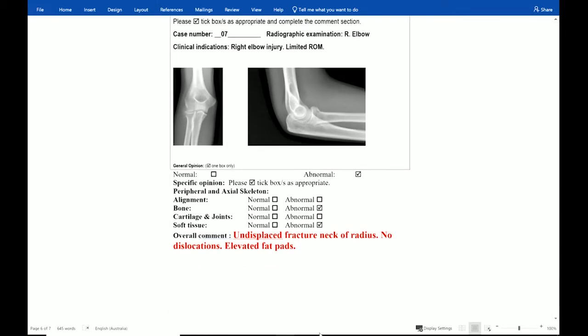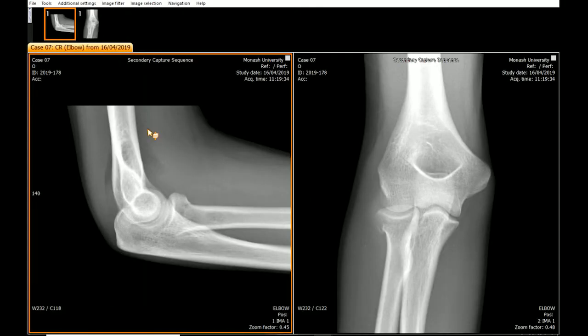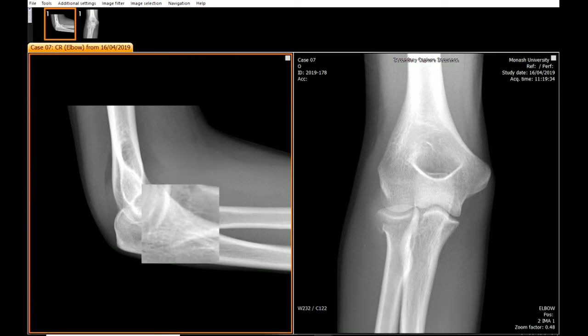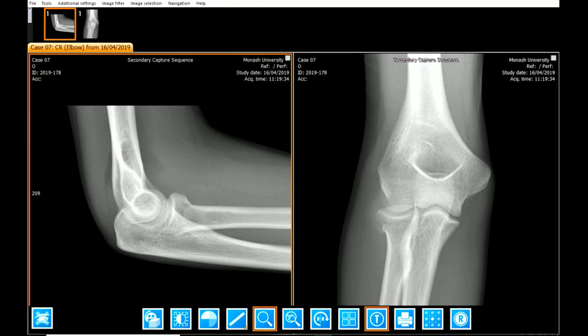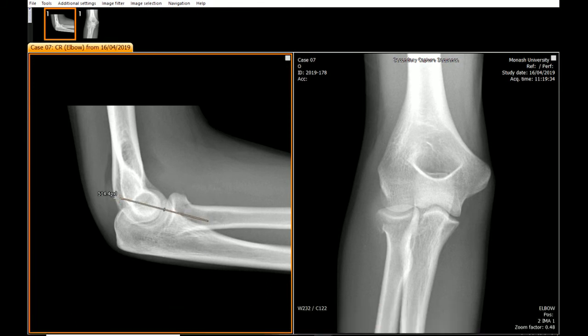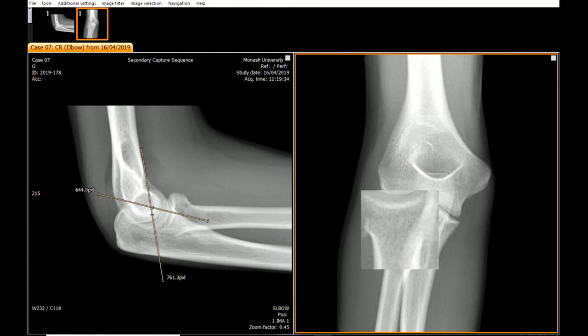Our final case then, again an elbow injury with limited range of movement. So if we look carefully at this case on the lateral view, you can see there's a lucent line going across the radial neck. We can see that there's elevated anterior and posterior fat pads. If we check to see if there's any dislocations, this is all normal. And on our AP view, we can also see the fracture of the radial neck.